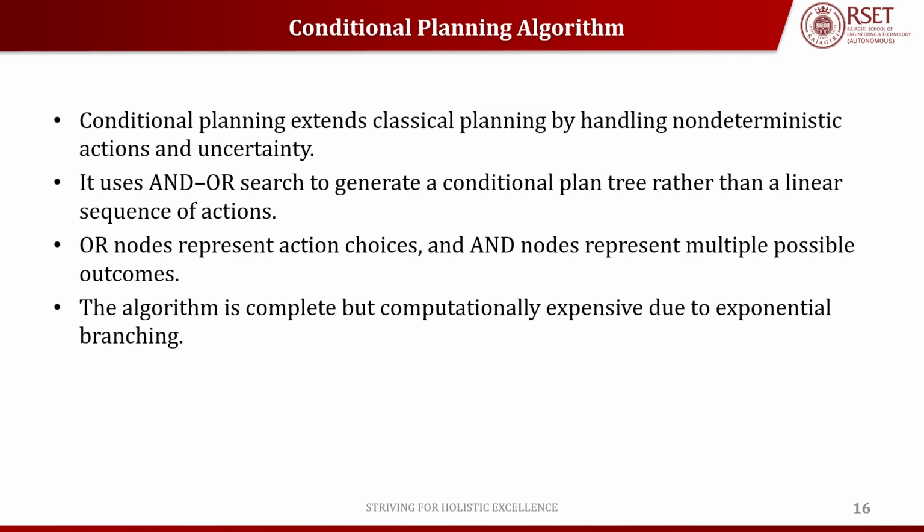As we saw earlier in the previous slides, conditional planning extends classical planning. It handles non-deterministic actions and uncertainty. It generates a conditional plan tree, where OR nodes represent action choices and AND nodes represent the multiple possible outcomes. The algorithm is complete but computationally expensive due to the exponential branching. In simple terms, conditional planning is somewhat like if-then-else rules.